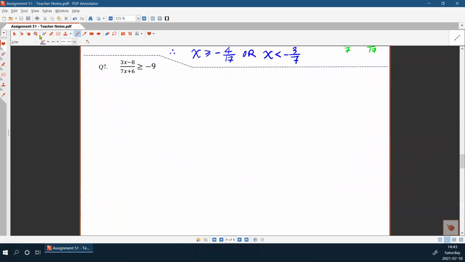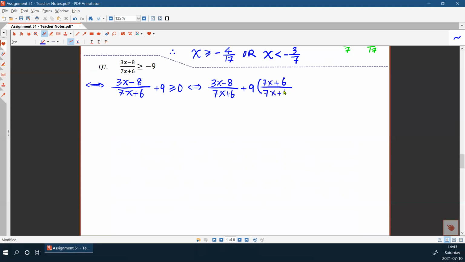Question 7. Okay, again, let's move. First step, let's move -9 to the other side, right? Original expression is equivalent to 3x minus 8 over 7x plus 6 plus 9, right? Greater than or equal to 0, which is equivalent to, let's rewrite the expression here using common denominator. Plus 9 times 7x plus 6 over 7x plus 6 greater than or equal to 0, okay?